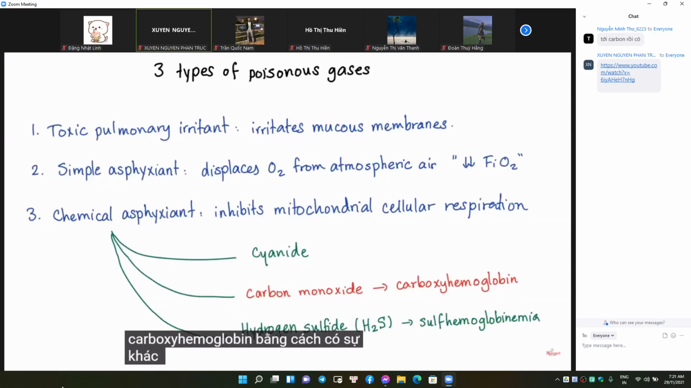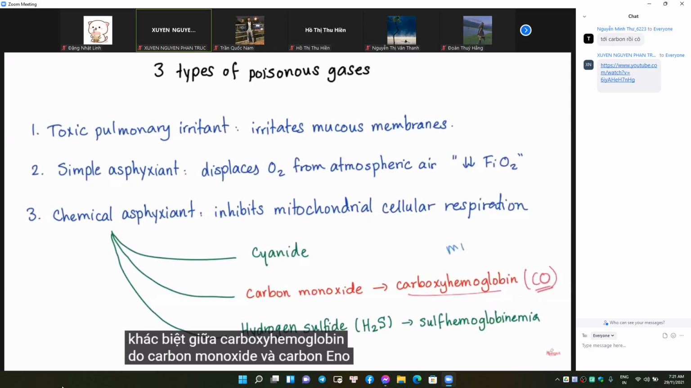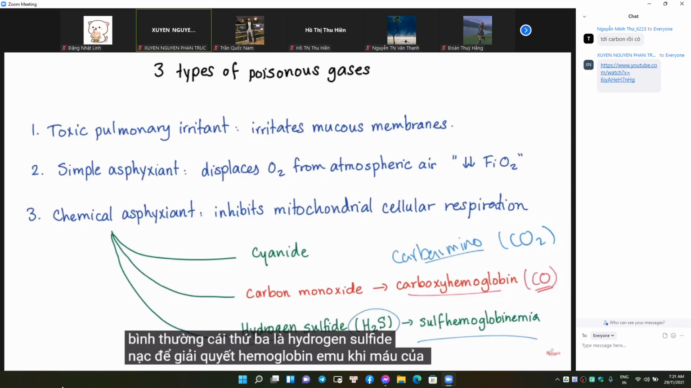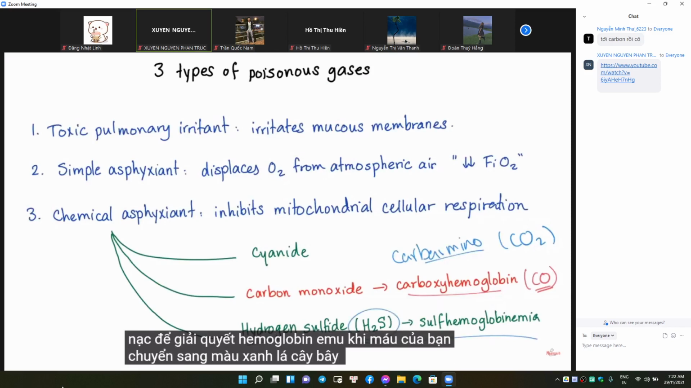By the way, there is a difference between carboxyhemoglobin due to carbon monoxide and carbaminohemoglobin due to carbon dioxide. Huge difference. Carbamino is normal, carboxy is not normal. The third one is hydrogen sulfide, leading to sulfhemoglobinemia, when your blood turns green.